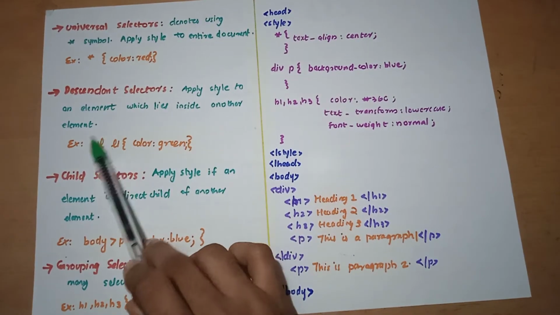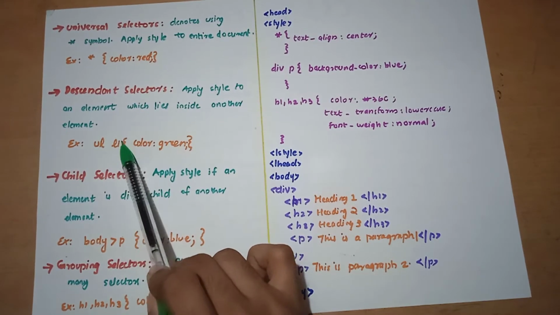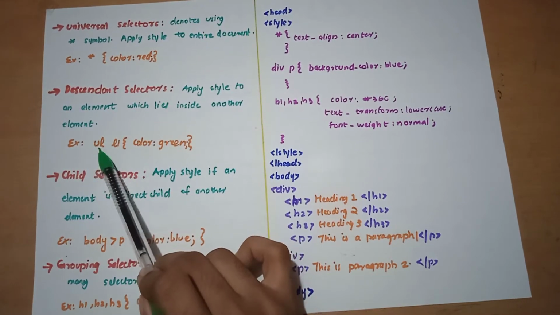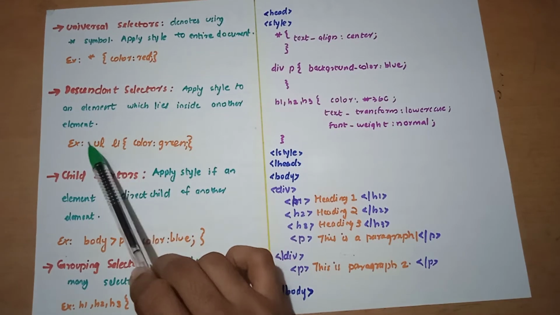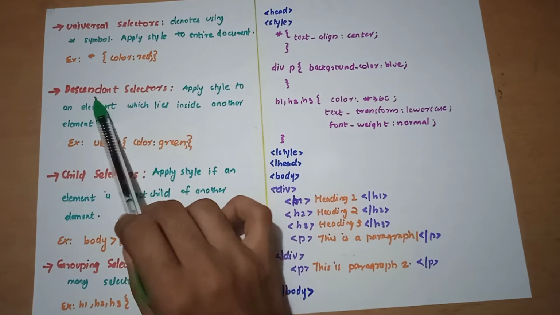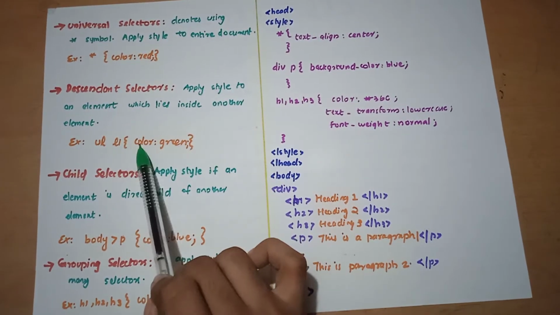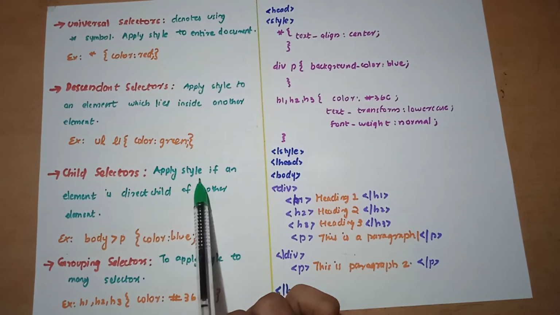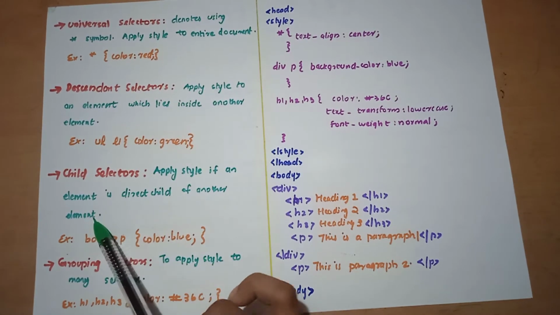You can see UL is nothing but an unordered list, and inside the unordered list you can see a normal list item. So in order to give styles to the list inside the unordered list, you can use this descendant selector. All you have to do is just write it like this. It will automatically work. So the next one is the child selector. Apply style if an element is a direct child of an element.